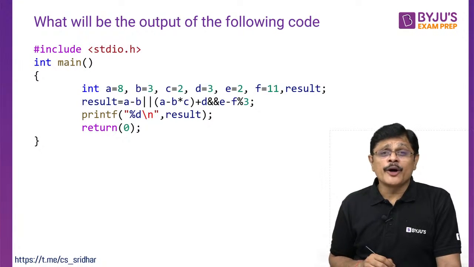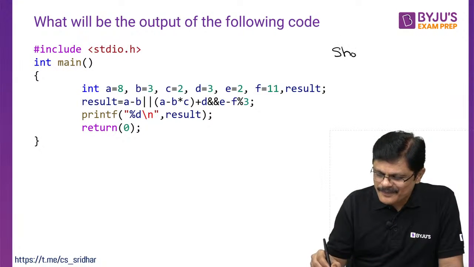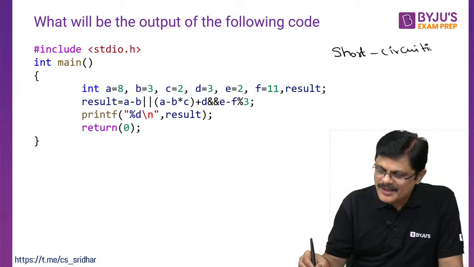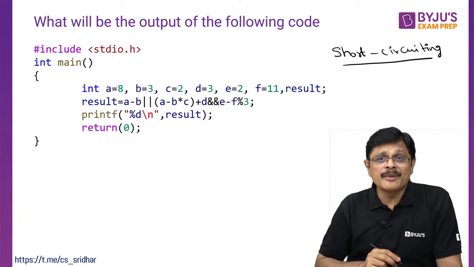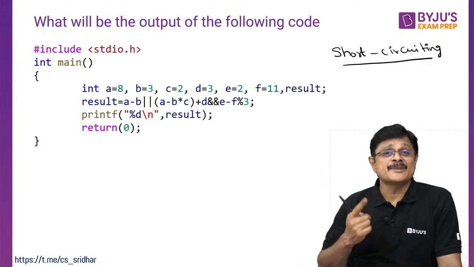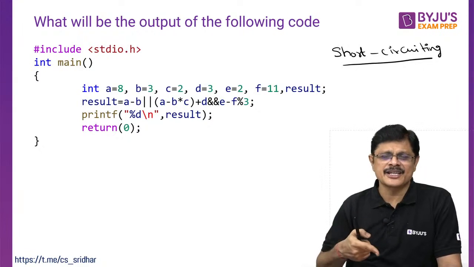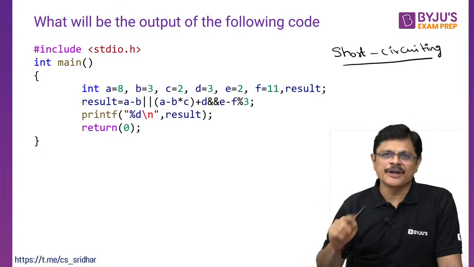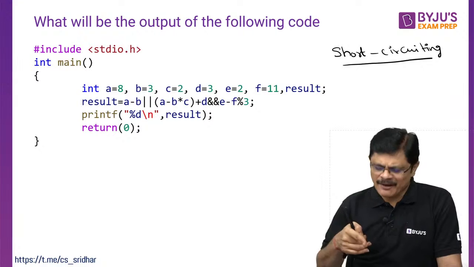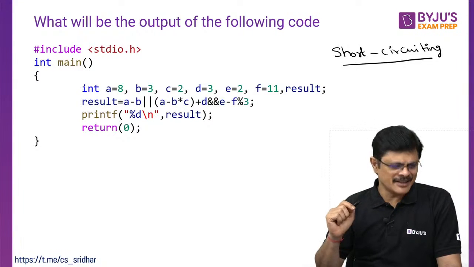Now, one important point to be noted, that is short circuiting. Sometimes this short circuiting may result in unexpected behaviors also. Please be careful, my dear friends. Generally, with such expressions, we don't use logical and, logical or, but for our understanding I am giving this, because here the answer will be fixed.